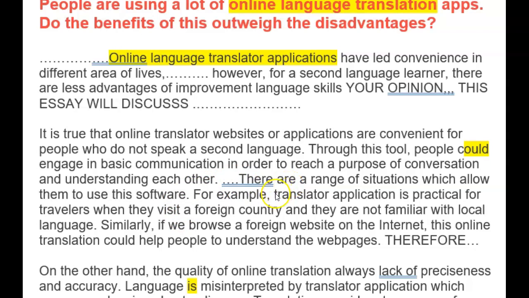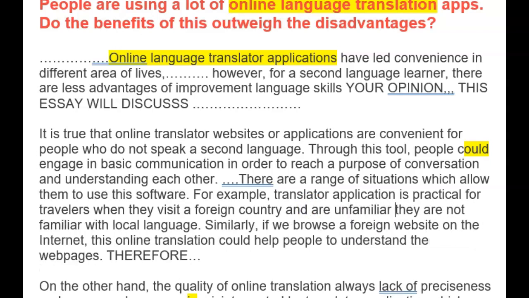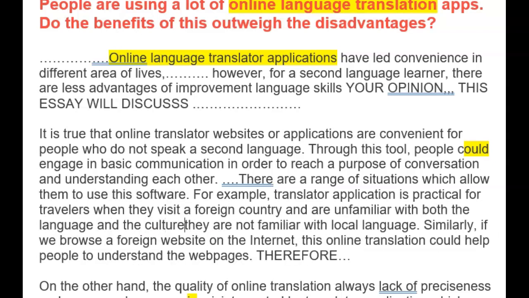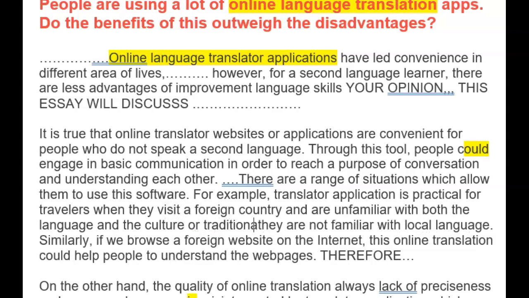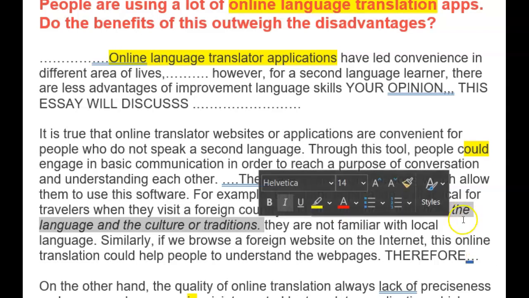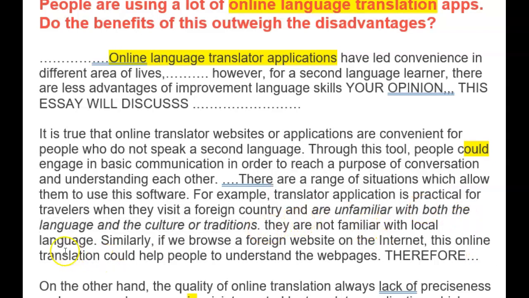So for example, these translator applications are practical for travellers, good when they visit a foreign country, and are, so I'll show you what I mean, and are unfamiliar with both the language and the culture. Okay, so if you just change it to here, are unfamiliar with both the language and the culture or traditions. Okay, that is a bit more sophisticated, the structure, than they're not familiar with the local language. So I've added a bit more, and I've taken out they. You don't need to repeat that the whole time.